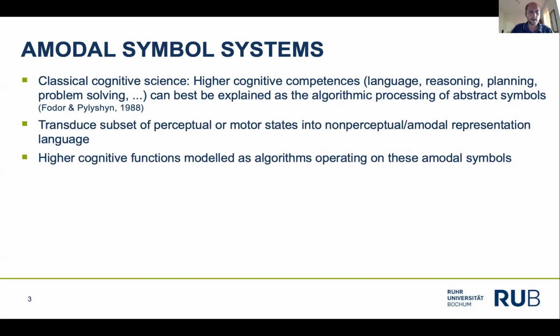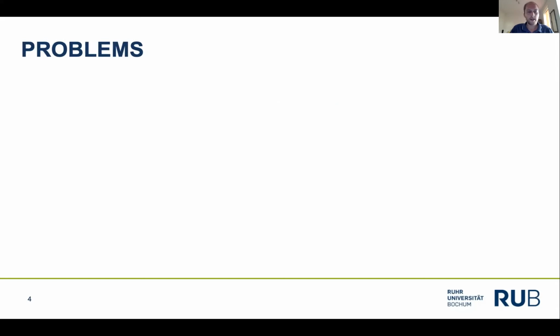And the idea then is that the higher cognitive functions are best modeled as algorithms which operate on these symbolic representations. Now, in the last few decades, it's been increasingly recognized that this view is highly problematic. It's not at all a realistic view of how the brain operates. For instance, there's no direct empirical evidence that amodal symbols exist in the brain.